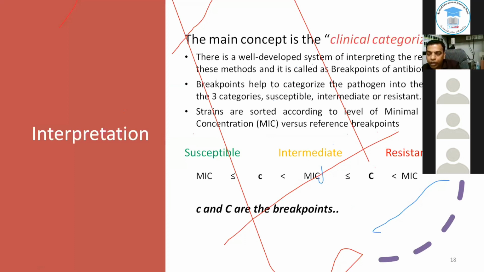more than the resistant breakpoint. Breakpoints can be either a sensitive breakpoint, an intermediate breakpoint, or a resistant breakpoint. If the MIC that we got using broth dilution or the E-strip method is more than the resistant breakpoint, then it is interpreted as resistant. If it is less than the sensitive breakpoint, then it is interpreted as sensitive. If it is in between the two breakpoints, then it is interpreted as intermediate. So breakpoints are very necessary.